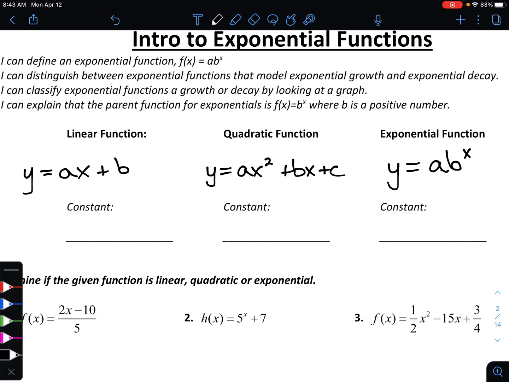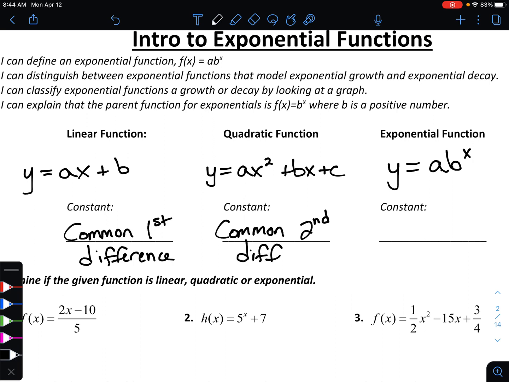Now, when looking at it in terms of a table or maybe a set of points, you have to look for what is the pattern between the y values. For a linear function, you're going to have what's called a constant common difference. That's going to be a first common difference, so a common first difference. For a quadratic, you would actually have a common second difference, meaning you'd have to go through the y values a second time before you would be able to notice a pattern. And an exponential function, slightly different. That's going to be what's called a common ratio.